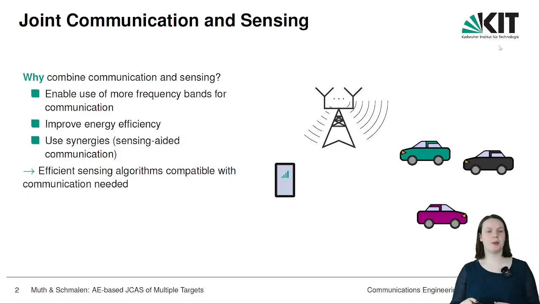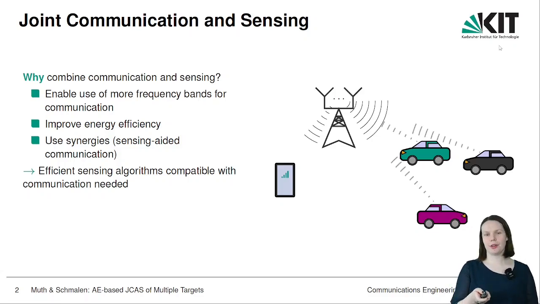This is a topic of sensing-aided communication or communication-aided sensing, where one profits from the other functionalities. Therefore, concerning our 6G network, efficient sensing algorithms that are compatible with our high-speed communication are needed.